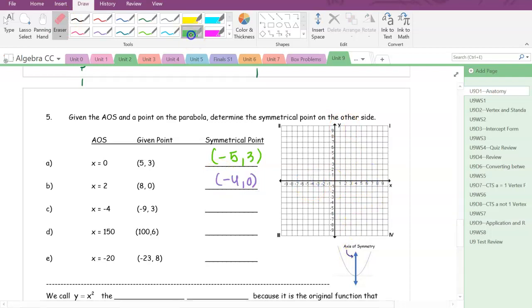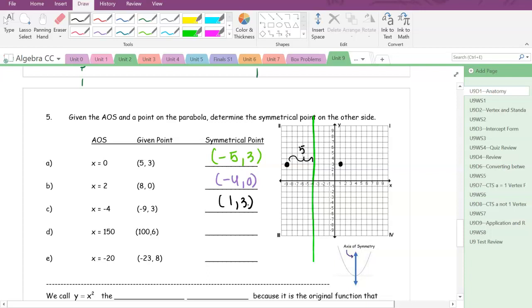Okay, let's try again. X equals -4. Here's my axis of symmetry. -9, 3 is up here. Count your distance from -9 to -4. That is 5 units. So we're going to go 5 more units. 1, 2, 3, 4, 5. And that's going to be at 1, 3.